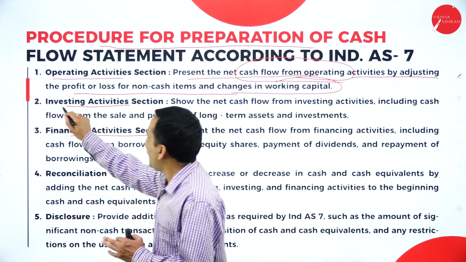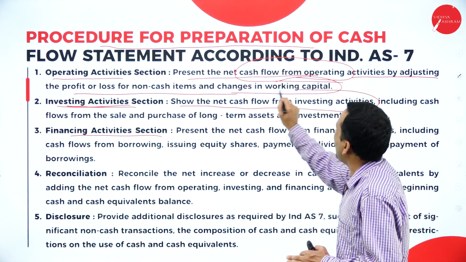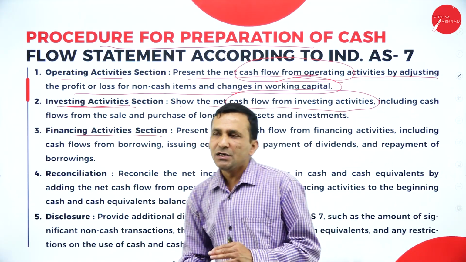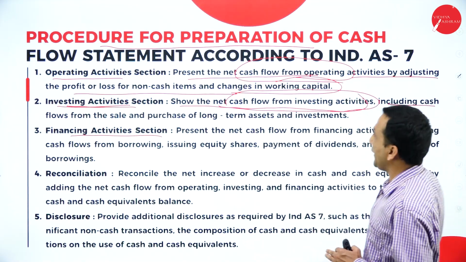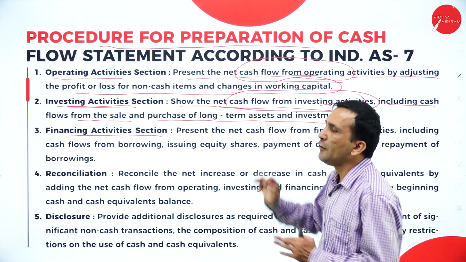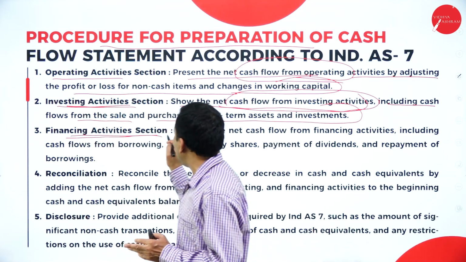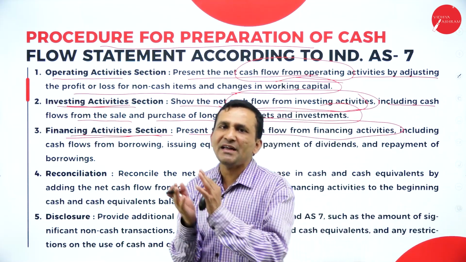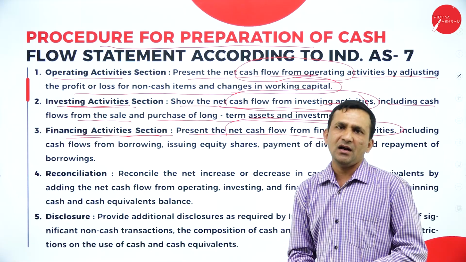Okay, and coming to the investment activity section, show the net cash flow from investment activity. After classifying, after subtracting the receipt minus payment, you will get to know the net cash flow from the investment activity, including cash flow from the sales and purchase of long-term assets and investments, which is talking only related to investment activity. Under financial activity section, present the net cash flow from financial activity. How? Receipt minus payment. Again, the financial receipt means what? How you are raising a source of fund. Okay.